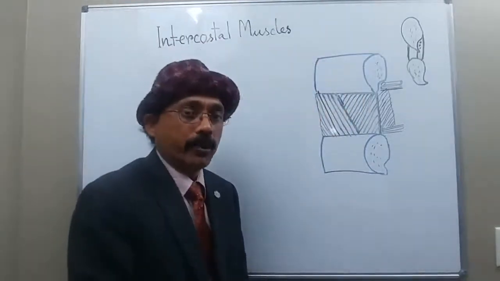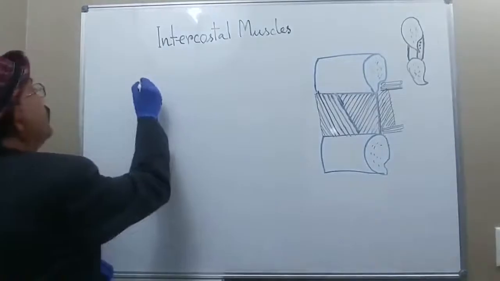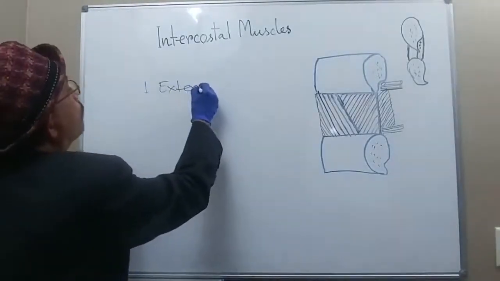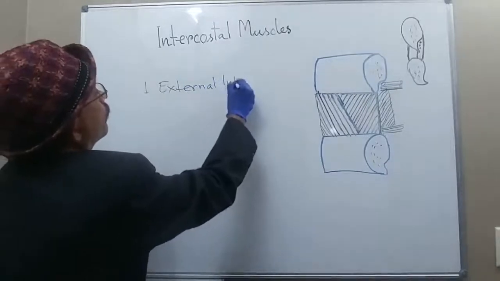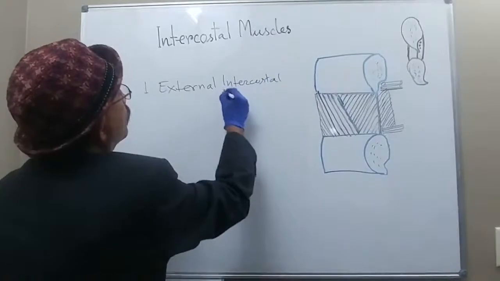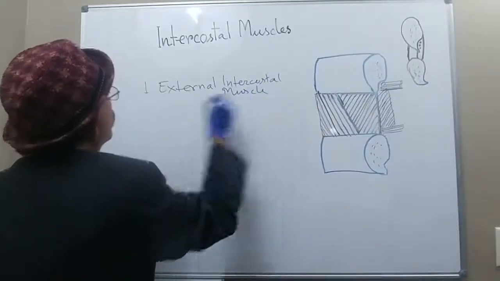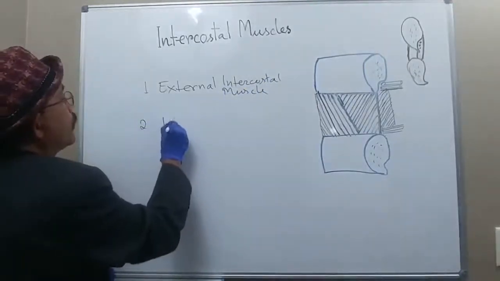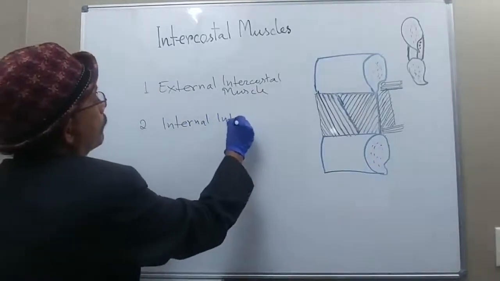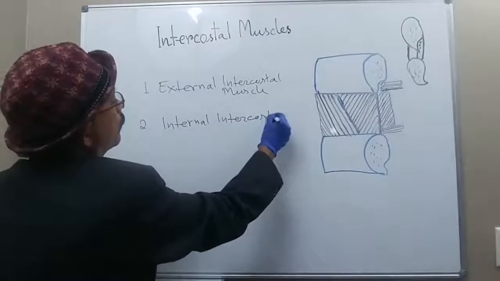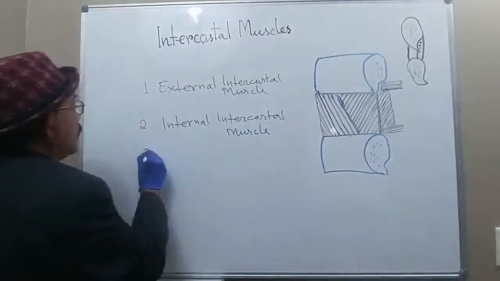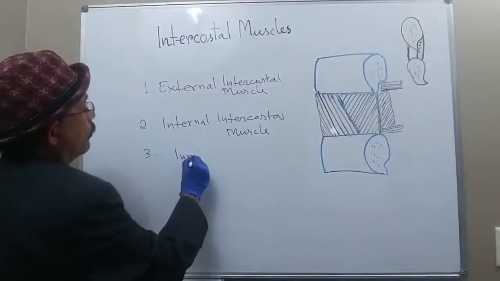Today I will discuss the intercostal muscles. We have three intercostal muscles. These are the external intercostal, internal intercostal, and innermost intercostal muscle.